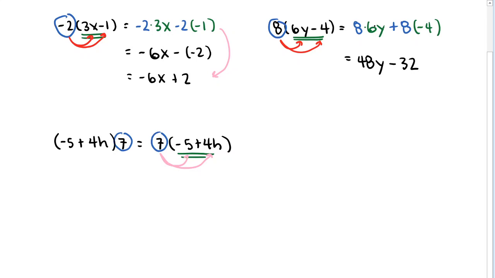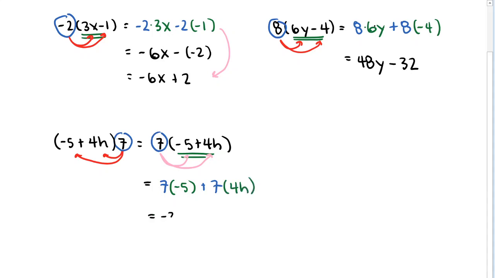And so really all this is to show you that despite the 7 being on the right side of this parentheses, we can still distribute it the same way we have in the last few examples. And so this is the same as 7 times negative 5 added on with 7 times 4h.